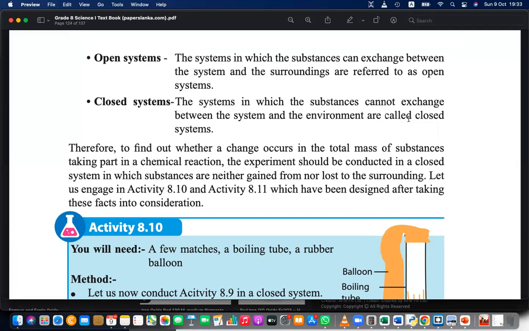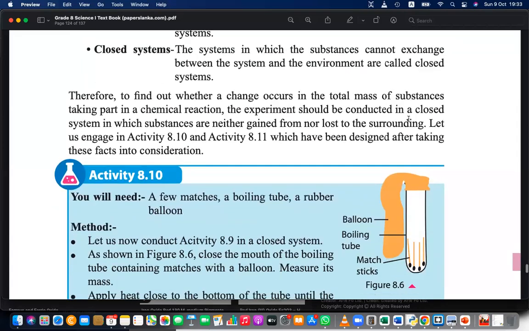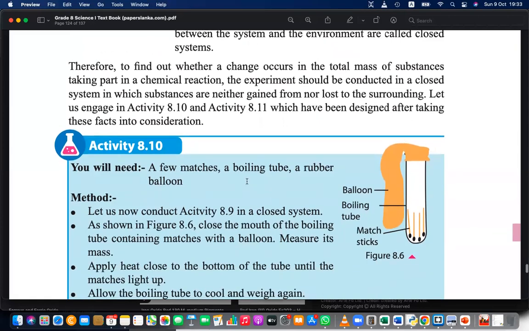Let's do the experiment now in the closed environment. Same experiment in a closed environment. Here, a few matches, a boiling tube, and a rubber balloon. Now we are going to seal the environment. The initial weight will not change, because the environment is sealed. Nothing will come inside and nothing will go out.